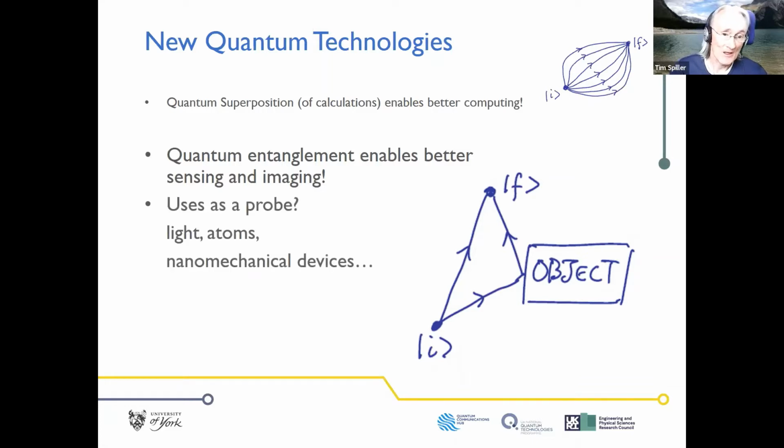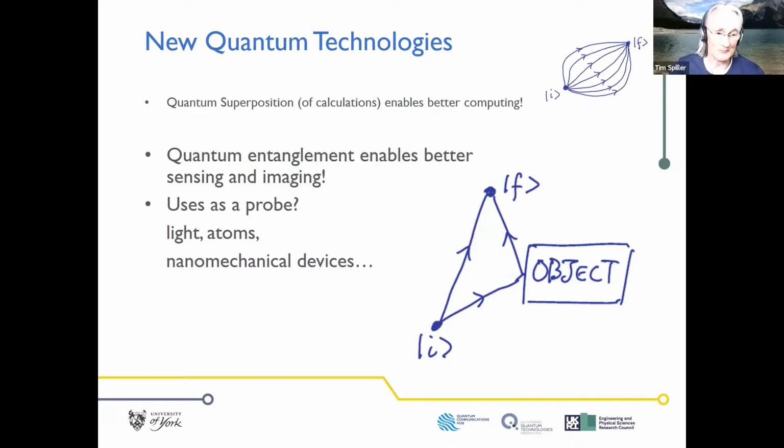And for quantum imaging and sensing, what do people use? Well, certainly they use light, but also you can use atoms or nanomechanical devices. So you might use light for imaging, you might use atoms for sensing gravity or other fields, and you might use some nanomechanical device in some kind of non-classical state to also sense external fields of some sort.